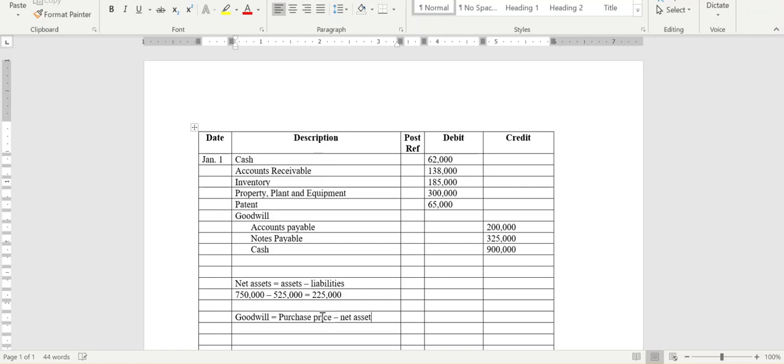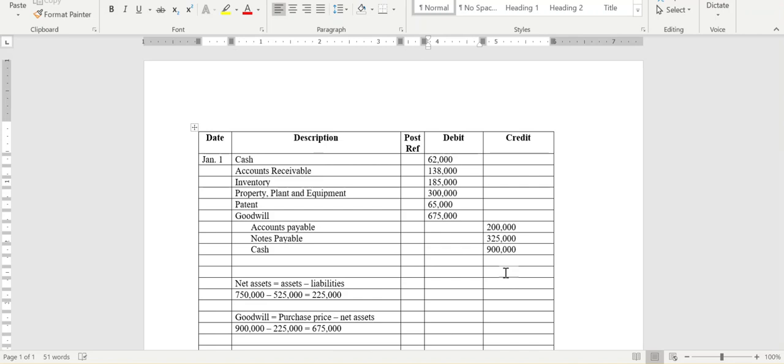Goodwill is calculated based on the difference between the purchase price and the net assets. So we are paying $900,000 for this business, and their net assets are worth $225,000. So that means we have goodwill of $675,000.